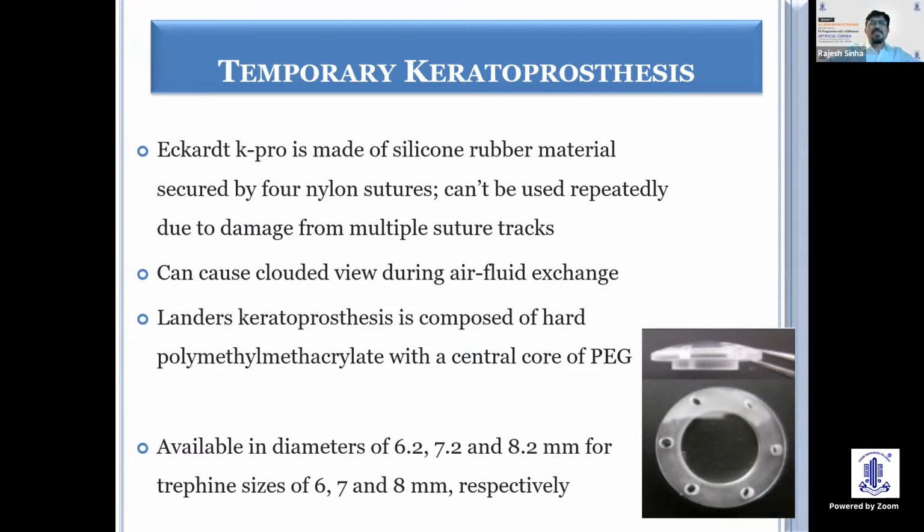The one that is most often used as far as temporary keratoprosthesis is concerned is the Landers keratoprosthesis, the wide field Landers keratoprosthesis, the newer variation of the Landers one, which has a hard polymethyl methacrylate with a central core, and it is available in diameters of 6.2, 7.2, and 8.2 millimeter, for refined sizes of 6, 7, and 8 respectively. Most of the times you use either 7.2 or 8.2, depending upon the size of the cornea and the size of the pathology. Most of the times we use either 7.2 or 8.2, because when you create an 8 millimeter incision, you have to snugly fit it, and that is why it is 8.2.